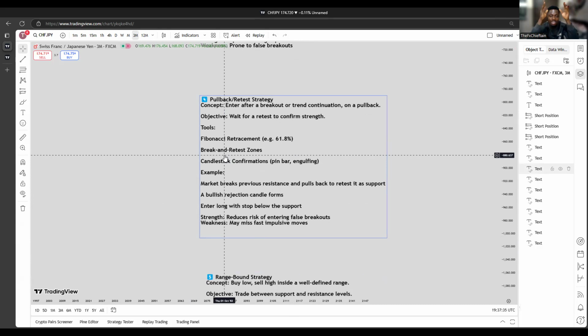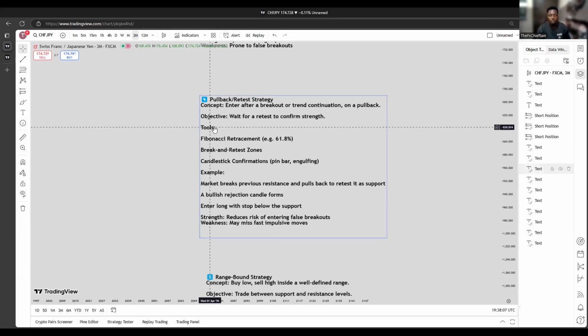The pullback slash retest strategy. This concept means you enter after a breakout or a trend continuation, or on a pullback. The market does two movements: an impulsive movement and a corrective movement. Whenever it's doing the corrective movement, that's when you want to enter to continue the trend, or enter after a breakout when the market has broken out, the break and retest strategy. That's what we talked about earlier. It's similar.